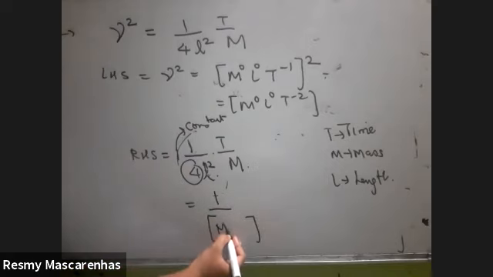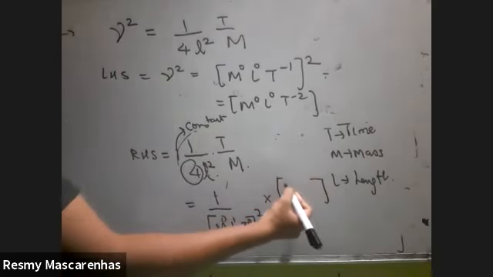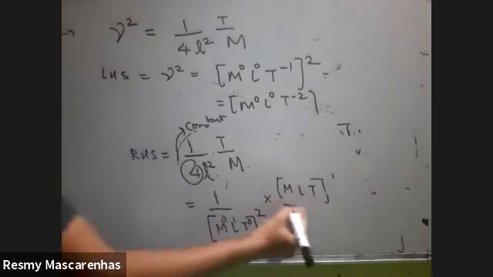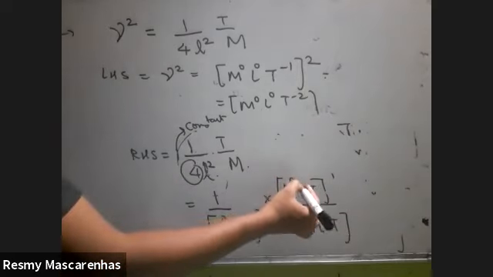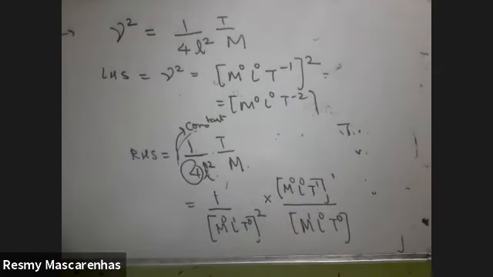So this is m, length means 1. Then there will be a square. Now if there is no sign, then there is a multiplication sign. So MLT upon MLT. Time and mass: for mass, m will be 1 and the rest will be 0. For time, m and l will be 0, t will be 1.